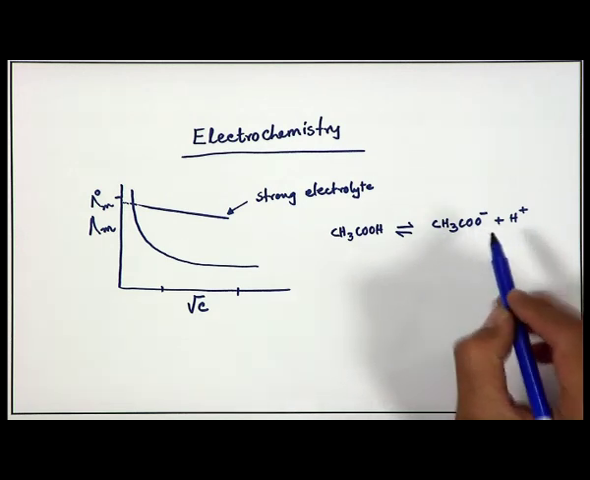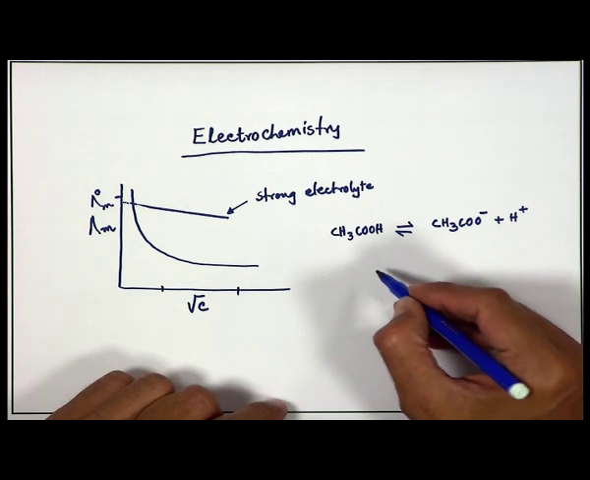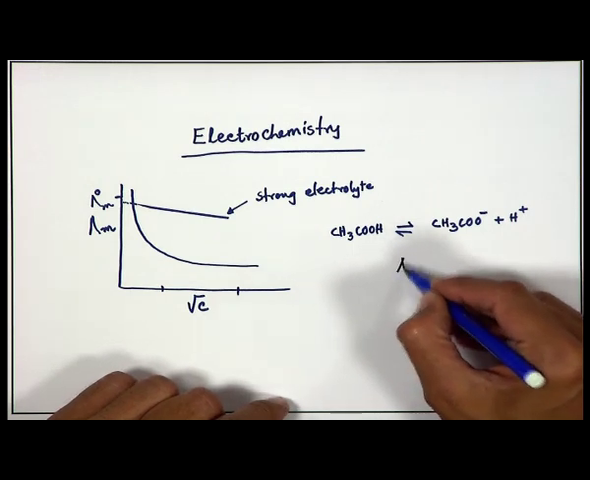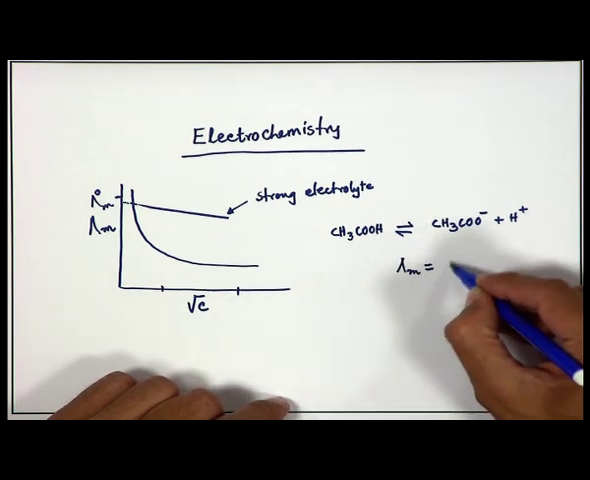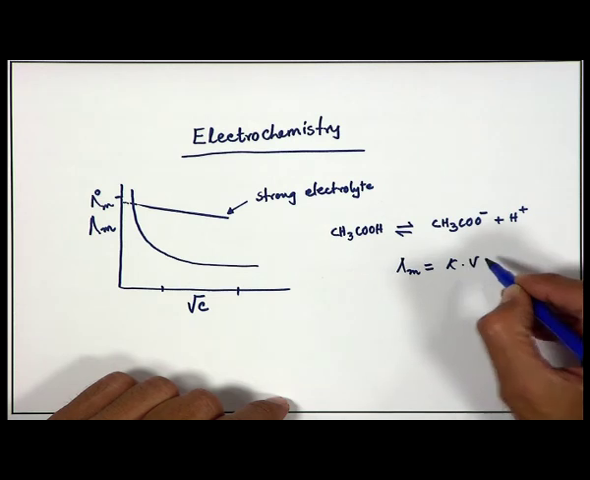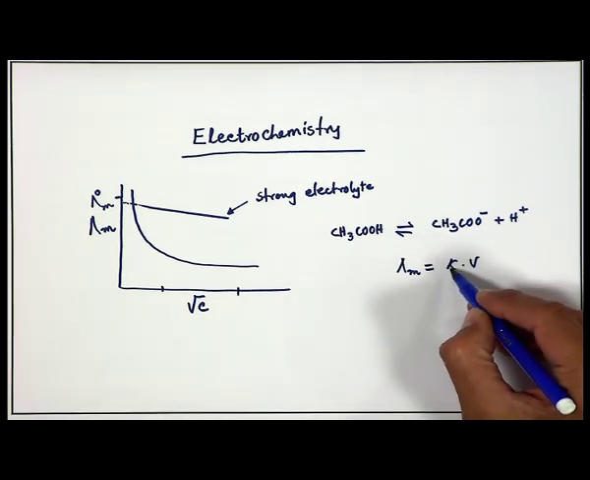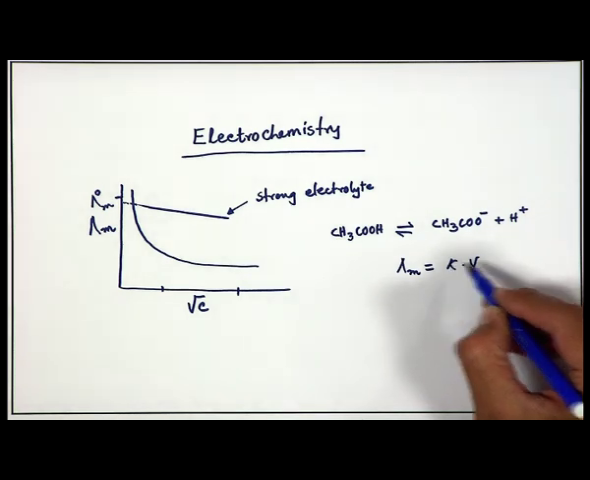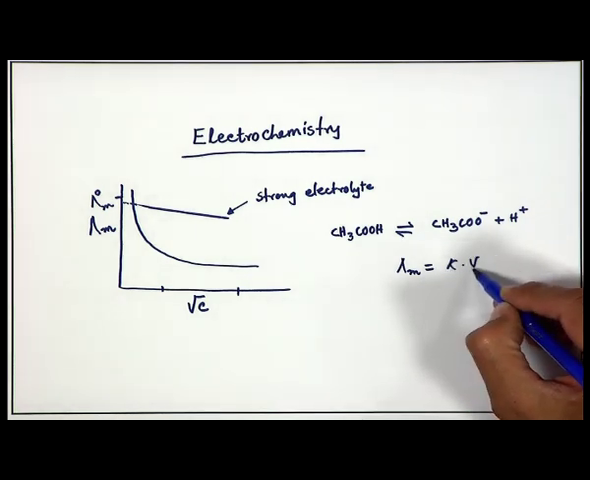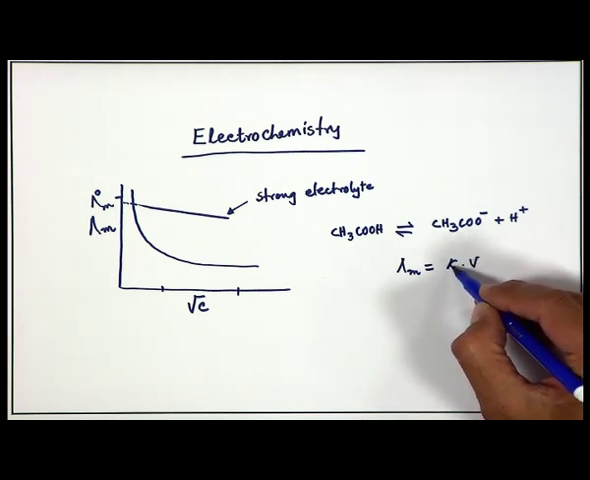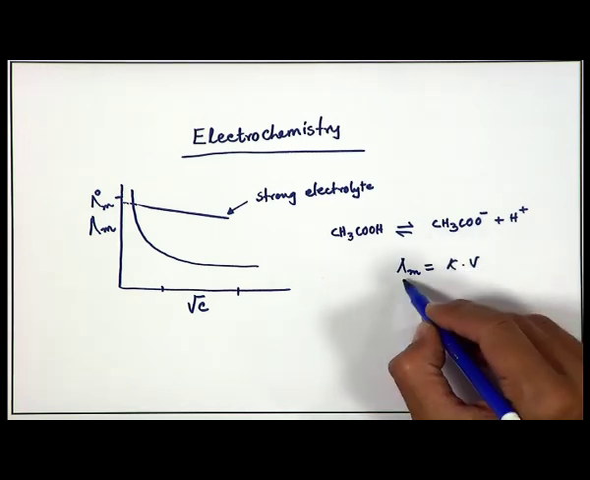Now, as I have explained to you, lambda m is equal to kappa times the volume. So, if you dilute the solution, then although kappa, that is specific conductance, is also reducing, the increase of volume is much higher compared to the decrease of this kappa, and as a result, this lambda m increases.